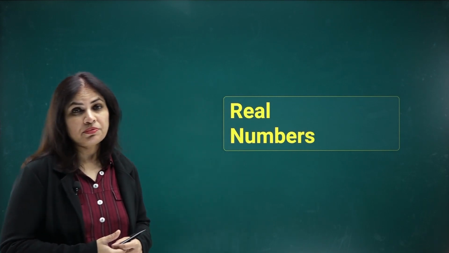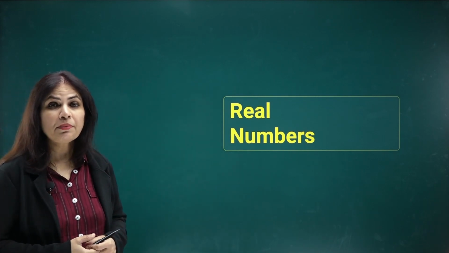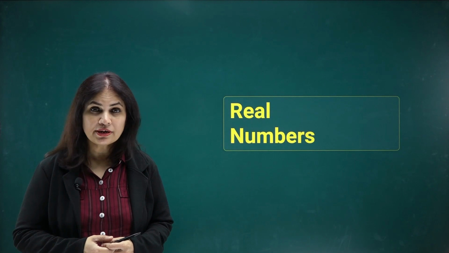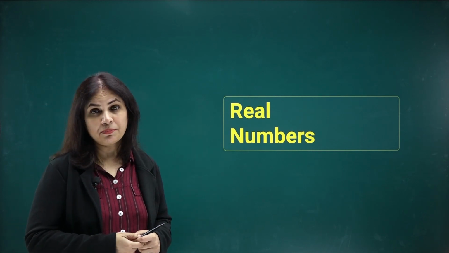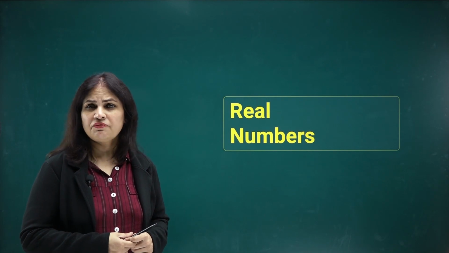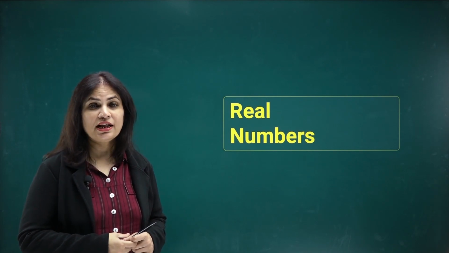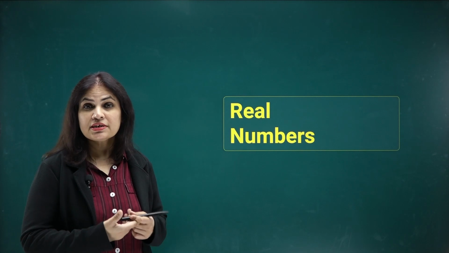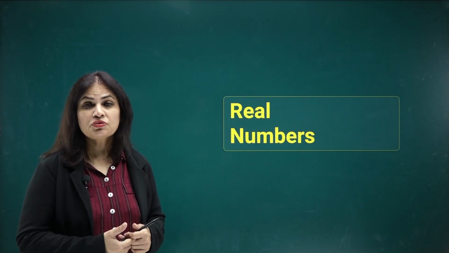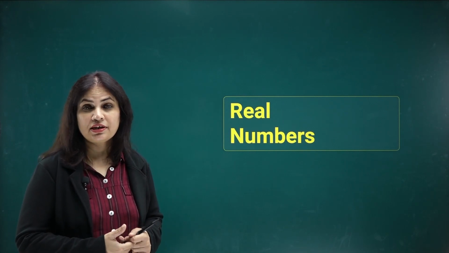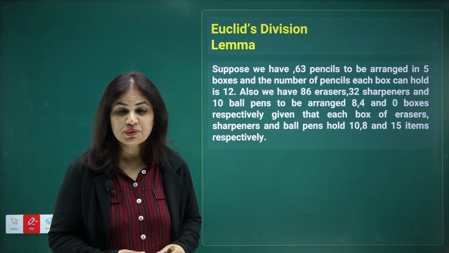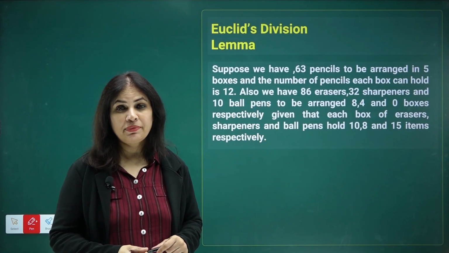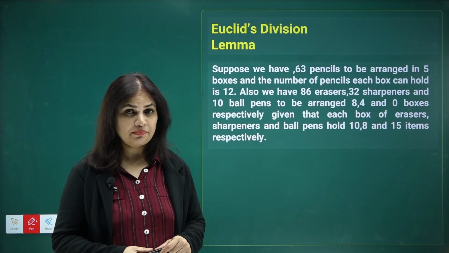Now, under this chapter, real numbers, we will be studying some important properties of real numbers, the first being Euclid's division lemma. Euclid's division lemma is a very important concept because it has already helped us to find the concept of HCF and LCM and also division algorithm. Let us try to understand Euclid's division lemma by taking this very simple example.